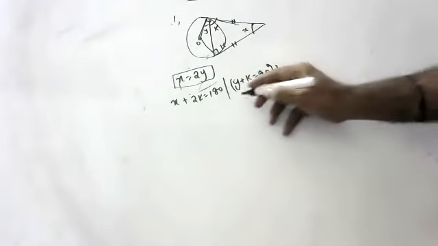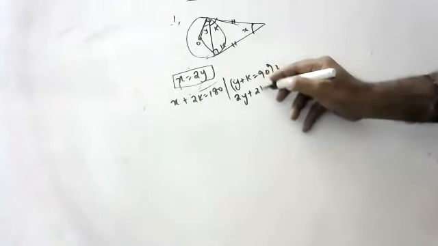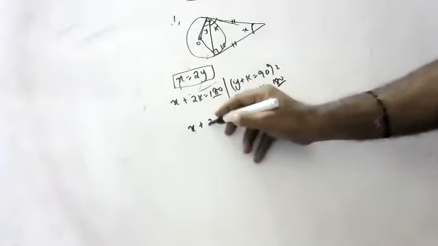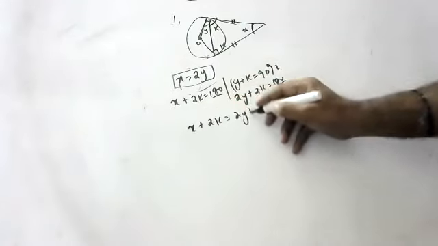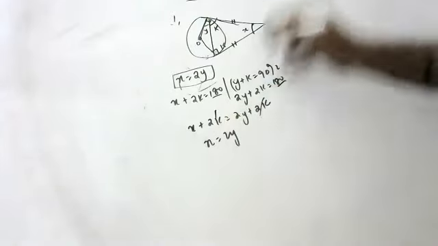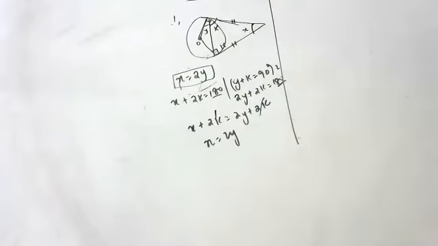Multiply by 2, children. 2y plus 2k is equal to again 180 degrees. This is 180, this is 180. x plus 2k equals 2y plus 2k. 2k cancels. x is equal to 2y. Hence proved. Over, children. That's it. Very, very important question.